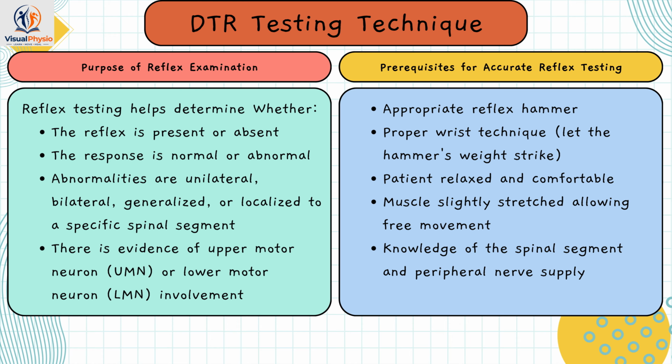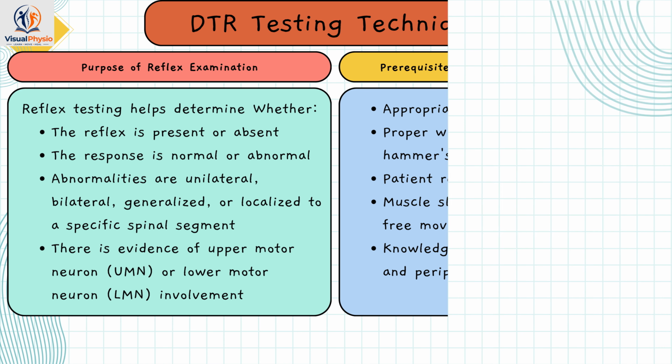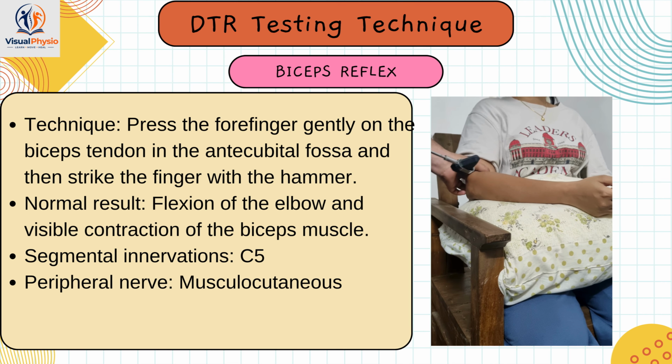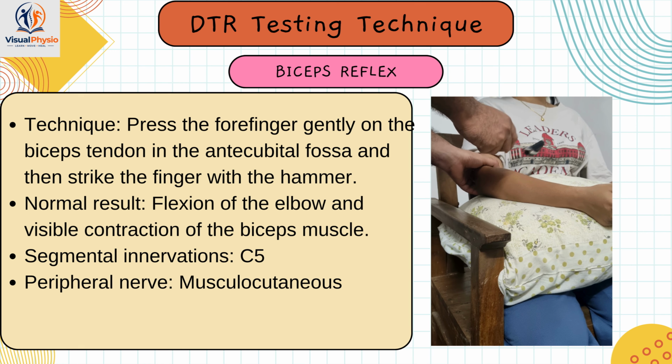Before you even pick up the hammer, a few prerequisites matter more than people give them credit for. Use an appropriate reflex hammer, use proper wrist technique. Let the hammer's own weight do the work, don't muscle it. Make sure the patient is relaxed and comfortable. Keep the muscle slightly stretched so it can move freely, and know the spinal segment and peripheral nerve supply before you test, so you know what normal should even look like. So now we'll see how to elicit each reflex.